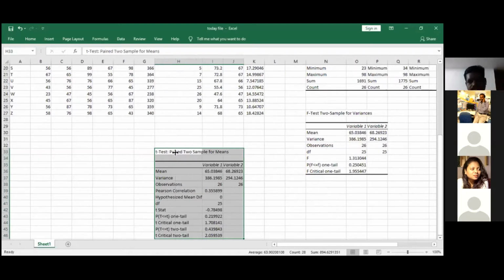Pearson correlation, hypothesized mean difference, degrees of freedom n minus 1, then t stat, then P one-tail, then P two-tail. So one-tailed and two-tailed p values are there. Here also it is the same thing. You compare the table values.